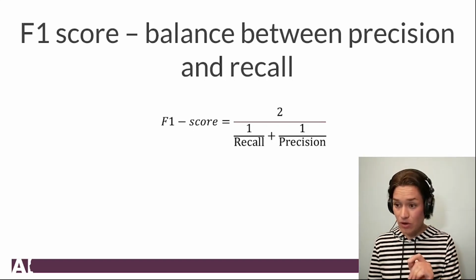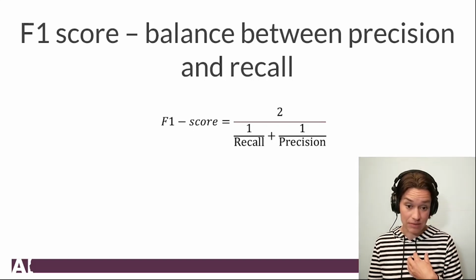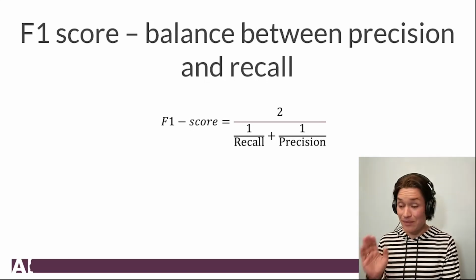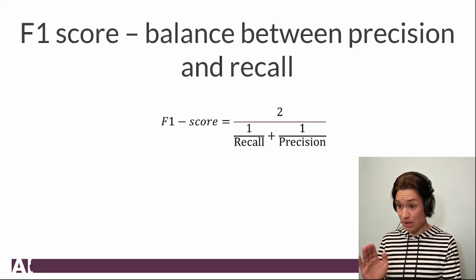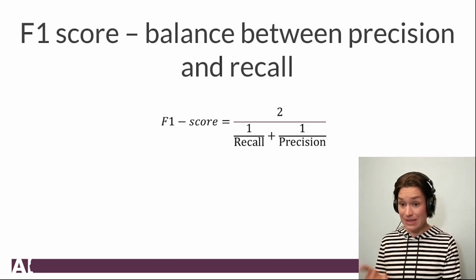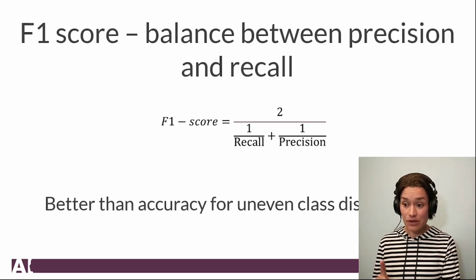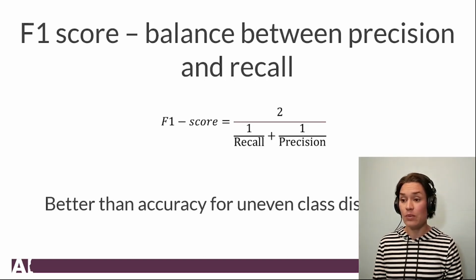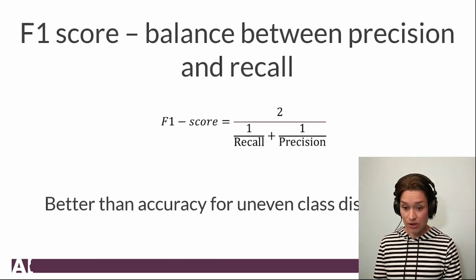The take-home message, and I hope you have better mathematical capabilities than me. I use a calculator for everything at the moment and don't trust myself even with simple additions. And I'm okay with that. But what we have to know here is that there is this F1 score. It's a balance between precision and recall, and we use it instead of accuracy for uneven class distribution. So when we have an underrepresented class, F1 is going to be our metric and not accuracy.